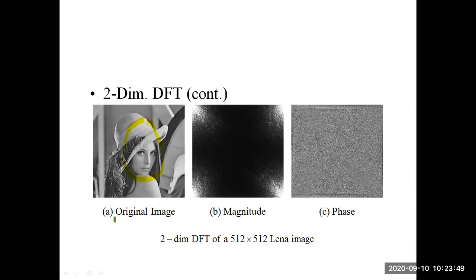Okay, if you apply the discrete Fourier transform on this image, which is an image of a woman whose name is Lena, and if you apply the two-dimensional discrete Fourier transform on this image, why is it called the two-dimensional discrete Fourier transform? Since the image is a two-dimensional image. Next, by applying this discrete Fourier transform, we are getting two spectrums: magnitude spectrum and phase spectrum.